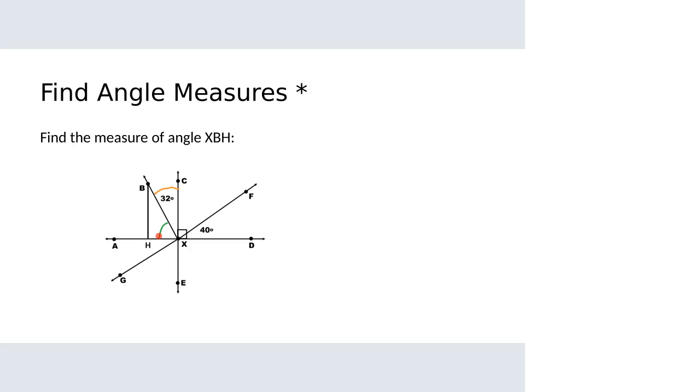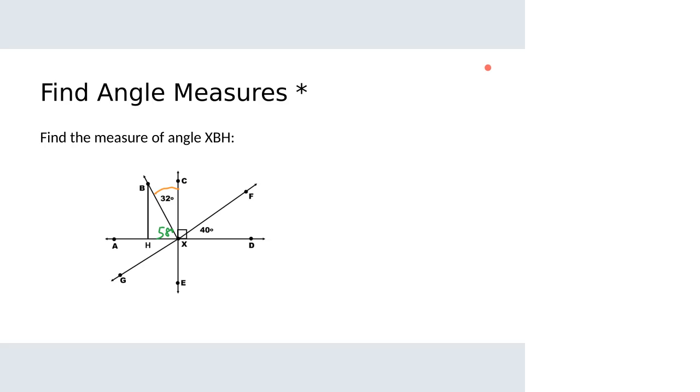And so then I can just do 90 minus 32, and that gives me 58. Now I see that was our most common answer, was 58 degrees. And 58 degrees would be correct if we were asked for angle BXH. But we weren't. We were asked for XBH. Here X is the vertex, here B is the vertex. And so while finding BXH might be an important part of solving this problem, it's not our answer.